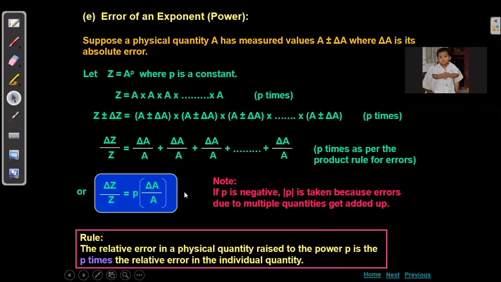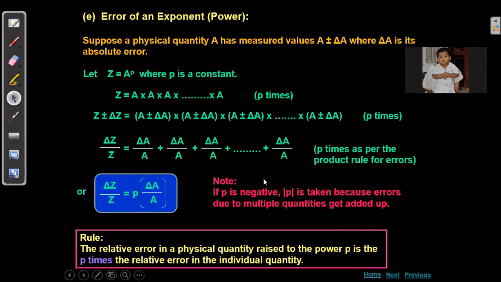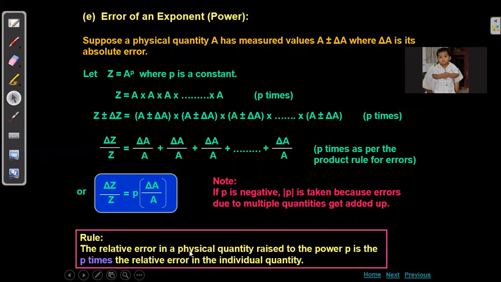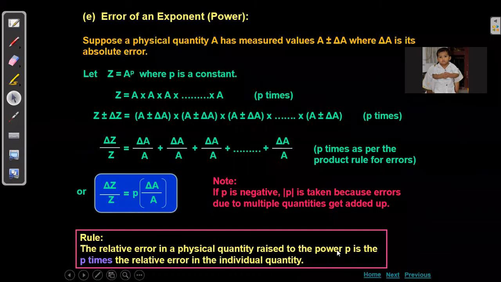When we are solving problems, you will have more clarity on this. We will solve problems further. So the rule is: the relative error in a physical quantity raised to the power of p is p times the relative error in the individual quantity. P multiplied by the relative error in the individual measurement, right? So that is the complete information on relative error theory, and if we solve some more problems, we will have complete clarity on this. The relative error concept is almost over, only the problems part we have.